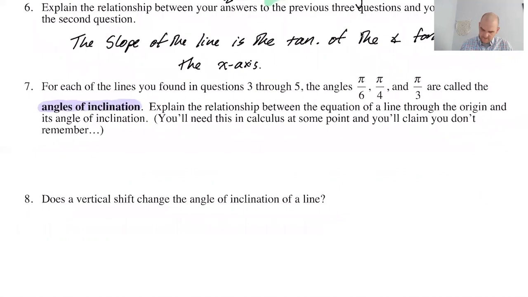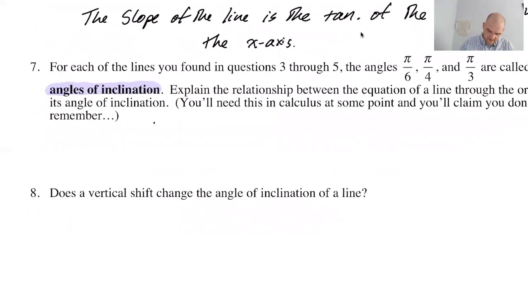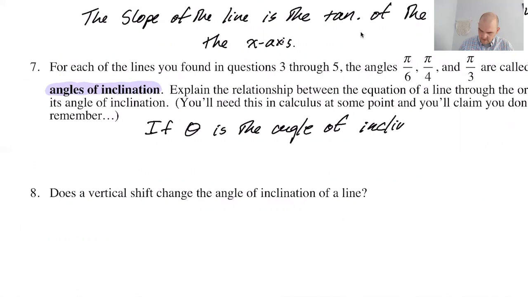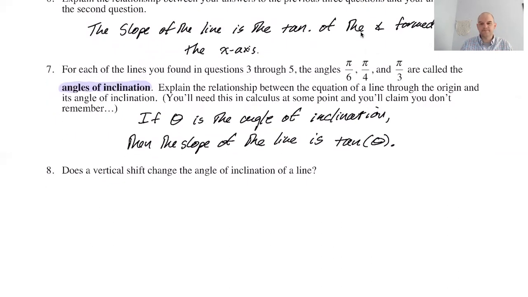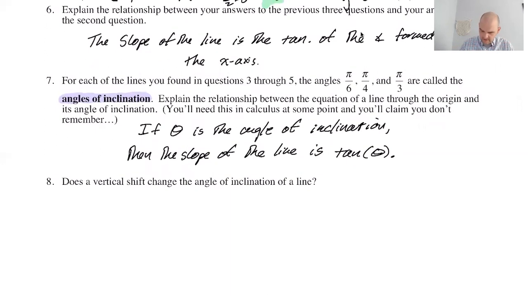So what are we doing here? I'm going to say that if theta is the angle of inclination, I probably should not abbreviate that, then the slope of the line is the tangent of theta. Okay, not a problem. So yeah, you're definitely going to need that. So you'll have m is equal to the tan of theta.